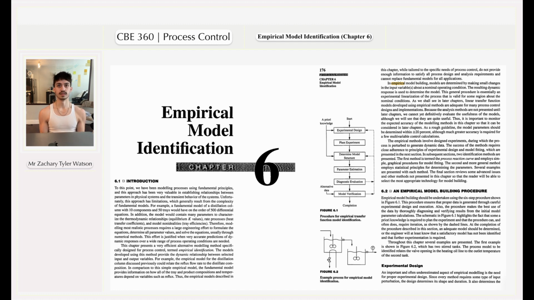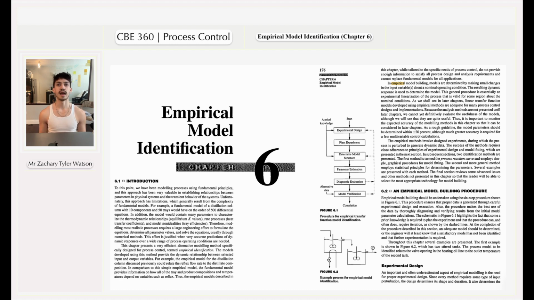For example, a fundamental model of a distillation column with 10 components and 50 trays would have on the order of 500 differential equations. In addition, the model would contain many parameters to characterize the thermodynamic relationships, K equilibrium values, rate processes, heat transfer coefficients, and modeling non-idealities, tray inefficiencies. Therefore, modeling most realistic processes requires a large engineering effort to formulate the equations, determine all parameter values, and solve the equations usually through numerical methods.